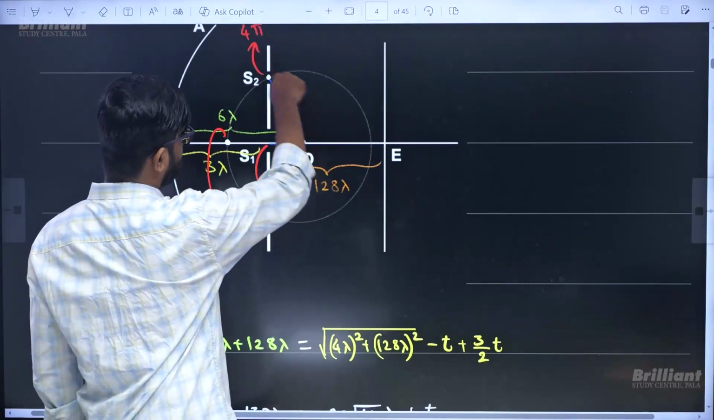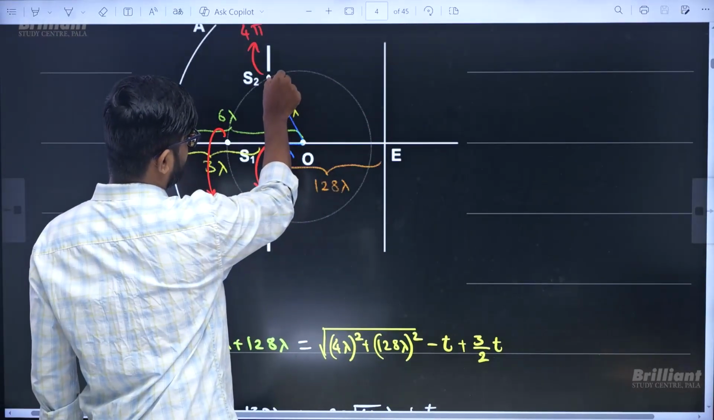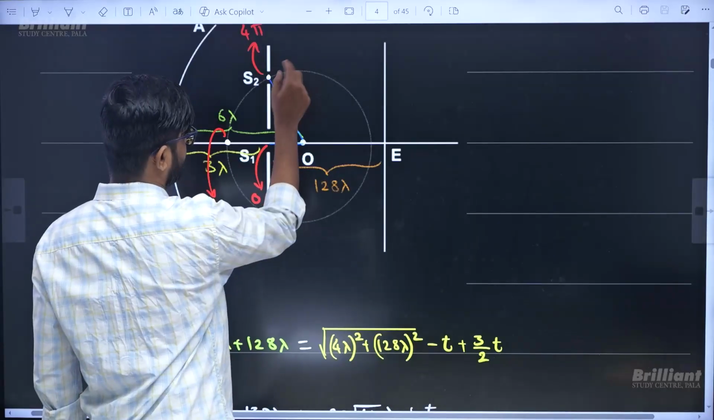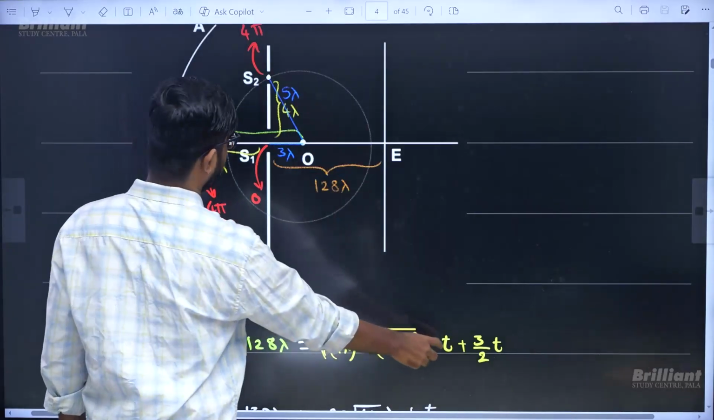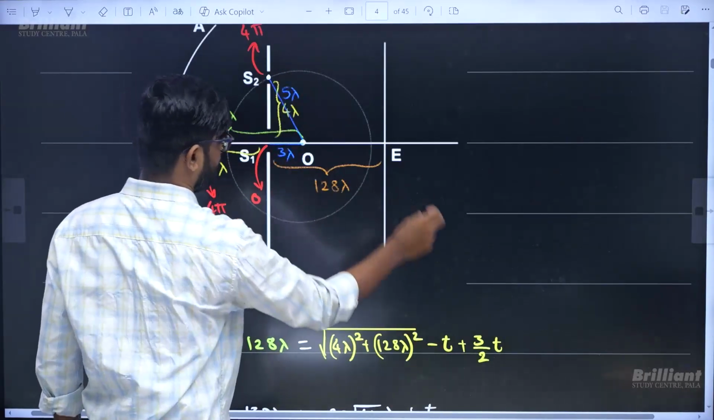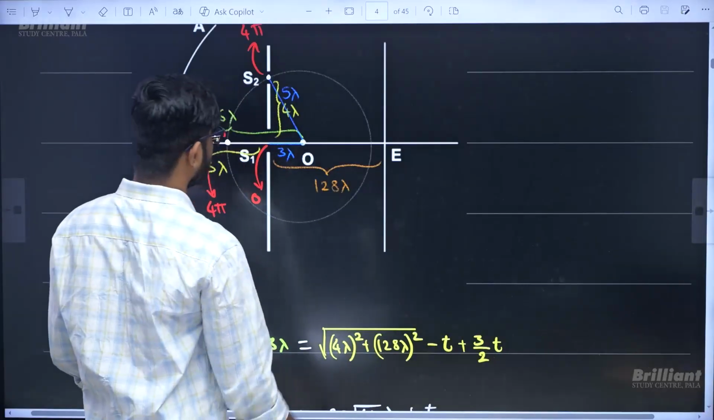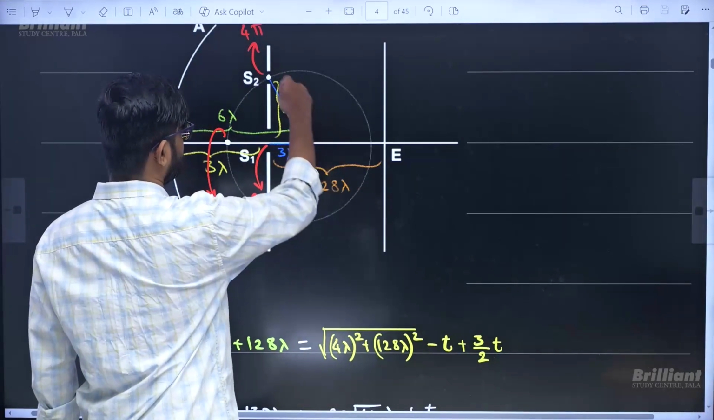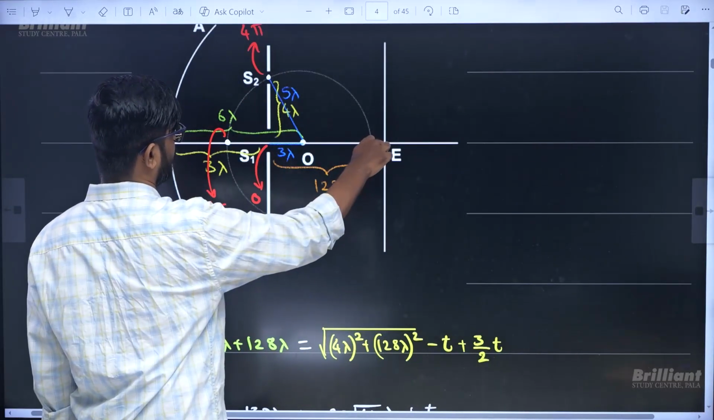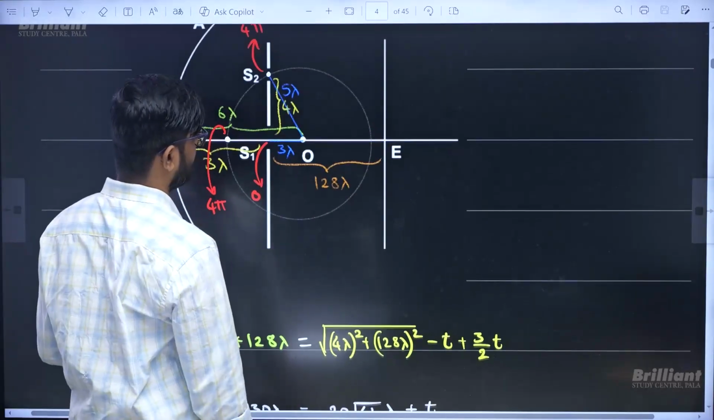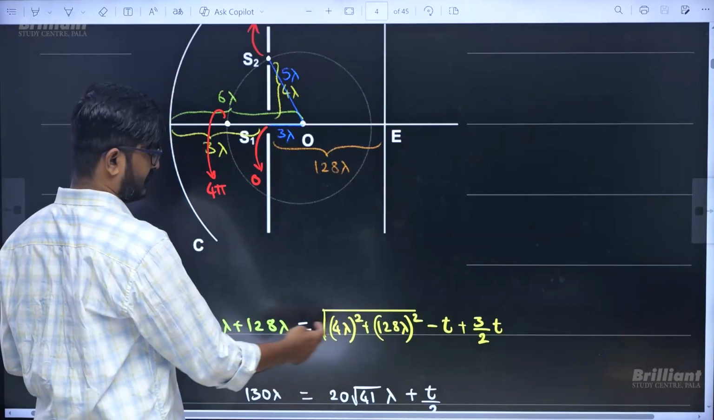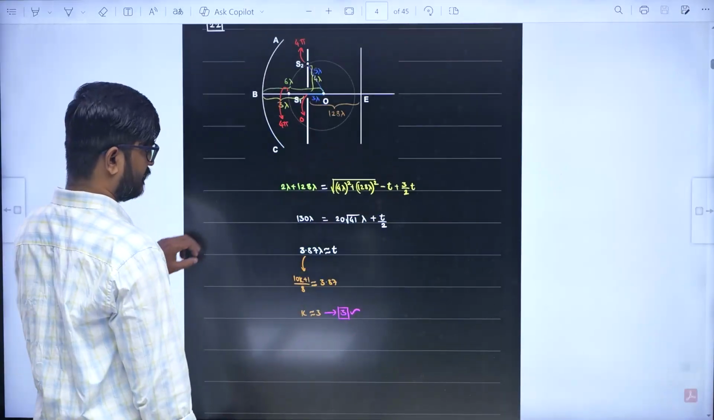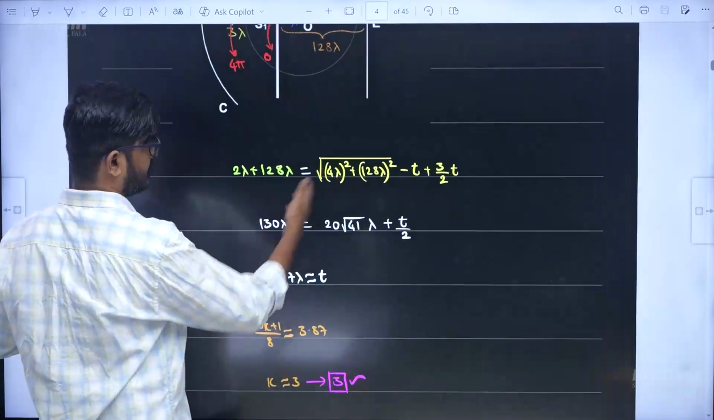That is going to be the length, but out of that some thickness you have to remove because you are putting a mica sheet. Out of that length you have to remove t and replace it with mu times t. That is going to be the optical path length. If this optical path length is equal to this optical path length, then it is going to be central maxima, and you need to solve for it. That's the only equation.